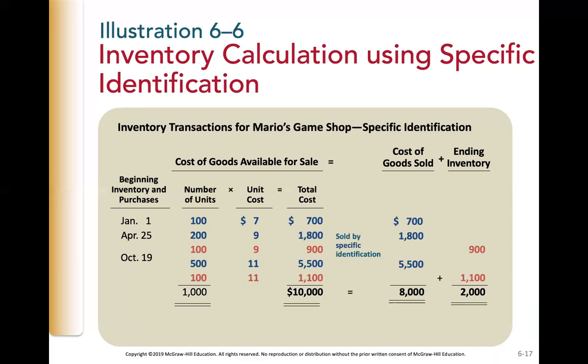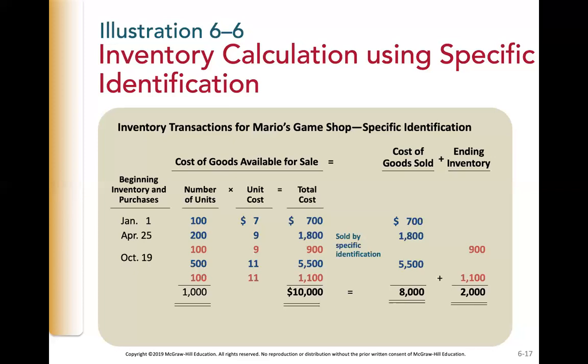The specific identification method is used primarily by companies with unique, expensive products with low sales volume. Think about a car dealership. When a car is sold, it has a VIN number that specifically identifies it. They can then use that VIN number to see how much the car costs. Most companies don't use specific identification. They use one of the other three inventory methods that we will be discussing: FIFO, LIFO, or weighted average.